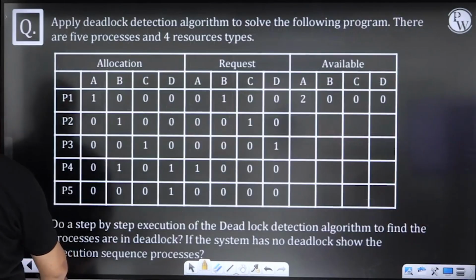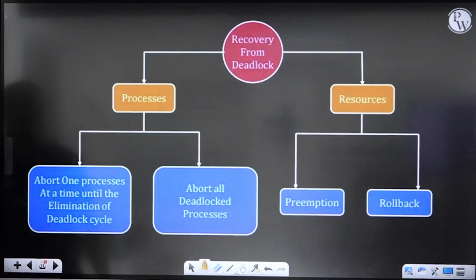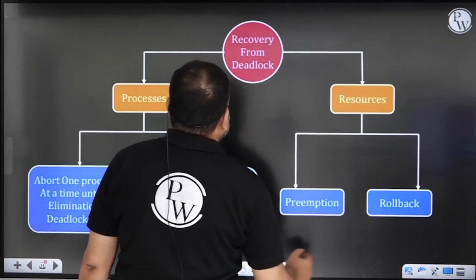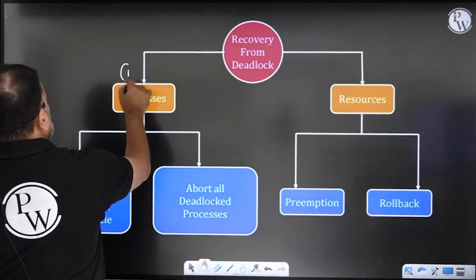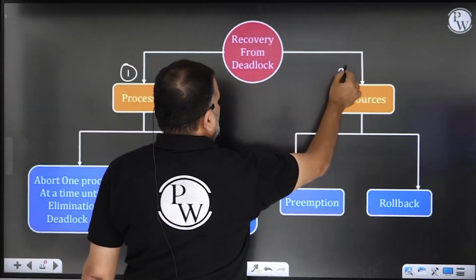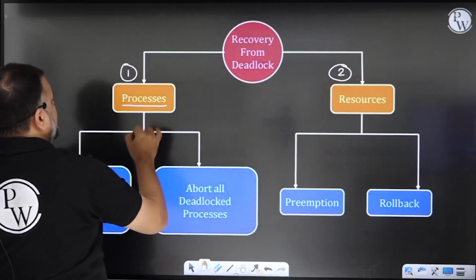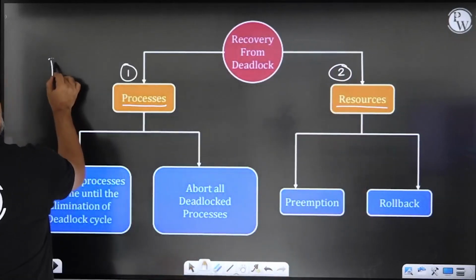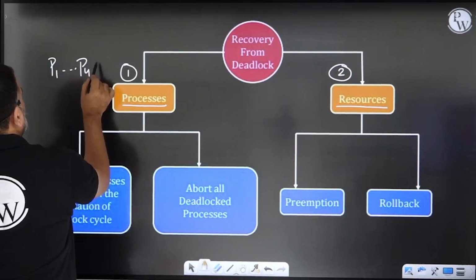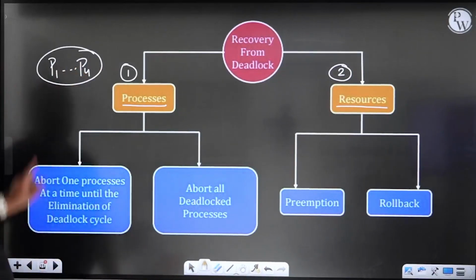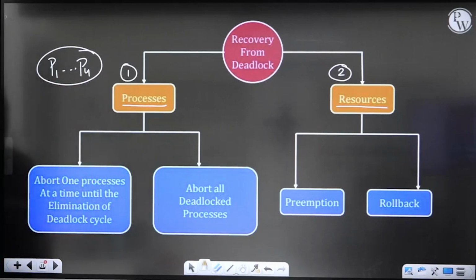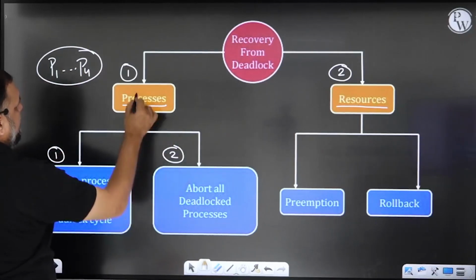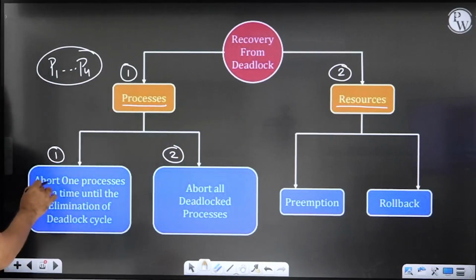So let's see recovery. Just glance through this diagram for recovery. Recovery from deadlock: approach 1, approach 2. Approach 1 is dealing with processes. Approach 2 is dealing with resources. Here the deadlock processes, for example from the previous data, are P1 to P4. First approach is dealing with processes. Abort means kill.